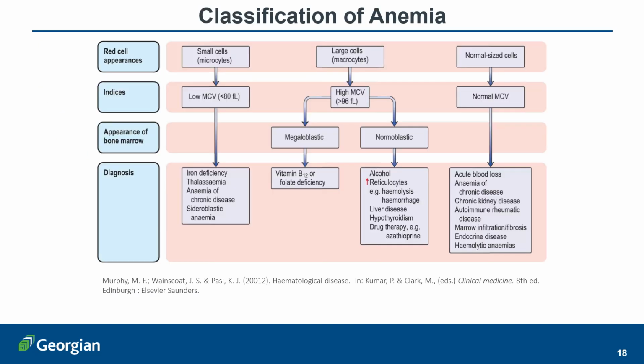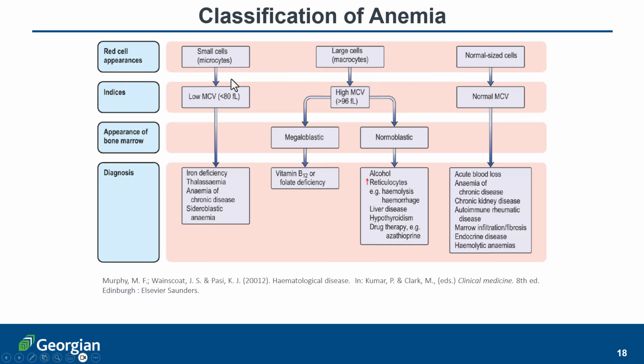This particular table shows you the classification of the various forms of anemia. Initially, you would look at the red blood cell appearance. This is typically done under a microscope. If the cells are small, we say it's a microcytic form of anemia. If the cells are large, it's a macrocytic form of anemia, or if they are normal sized, normocytic.